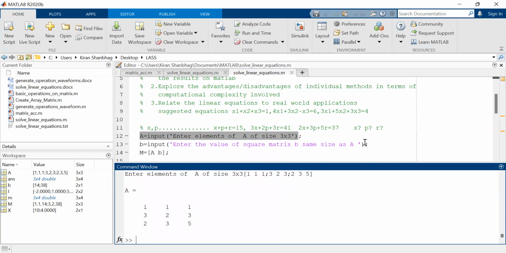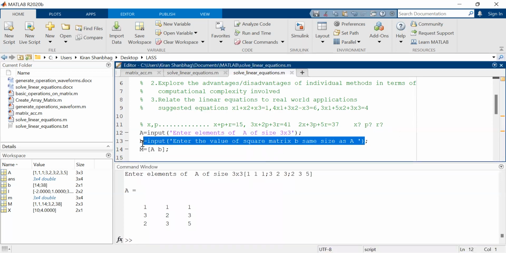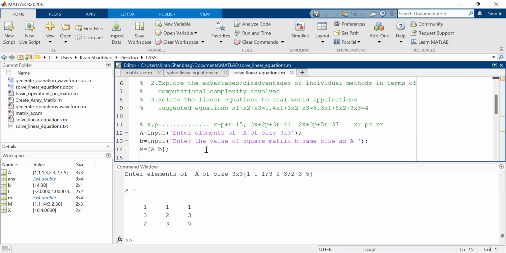Now let me make the change here. Enter the value of the matrix B, not a square matrix. What should be the size? 3, comma 1. Okay, this is fine. So mistakes happen.